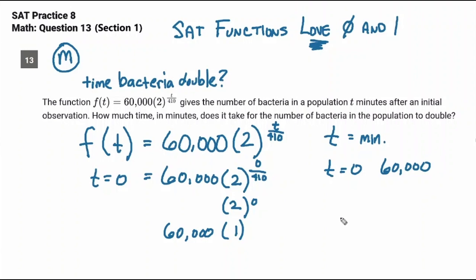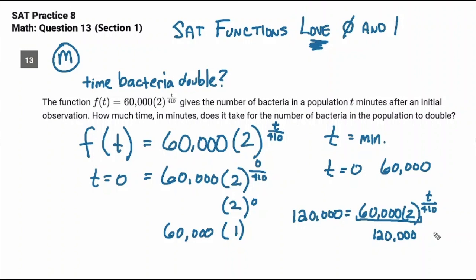What are you trying to get to? You're trying to get to 120,000 bacteria because you're trying to get it to double. All right, let's just run the function again. I'll do it over here, kind of run out of space. 60,000 times 2 to the t over 410. I want it to be 120,000. Just think about it. What's 60,000 times 2? That's 120,000, right? So what do I want t over 410 to be? Well, I obviously want it to be 1, because I want it to be 120,000 equals 120,000.